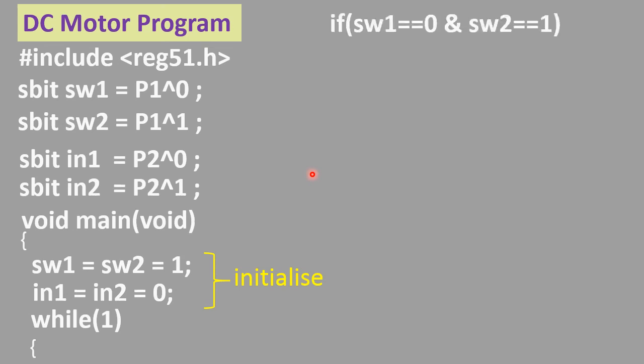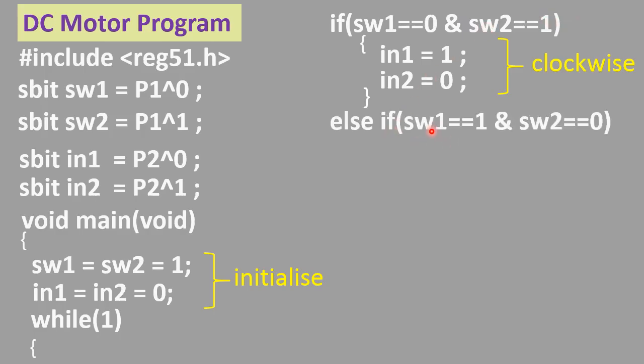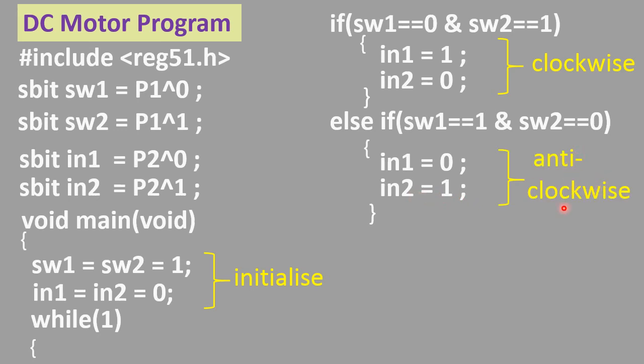This if will check whether switch 1 is pressed and switch 2 is open. If the condition is found to be true, that is if switch 1 is 0 and switch 2 is 1, then send 1 0 so that the motor rotates in clockwise direction. But if this condition is false, check another possibility. Check whether switch 1 is open and switch 2 is closed. If the condition is true, send 0 to in1 and 1 to in2 so that the motor rotates in anti-clockwise direction.